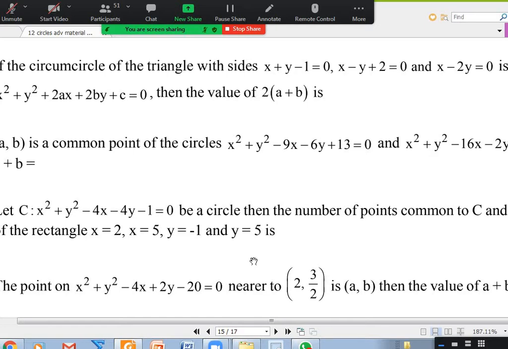So 11th question, what they gave is some two perpendicular lines. So it will be diameter. One of them is x plus y minus 1 equal to 0. The other one is x minus y plus 2 equal to 0, and x minus 2y equal to 0.